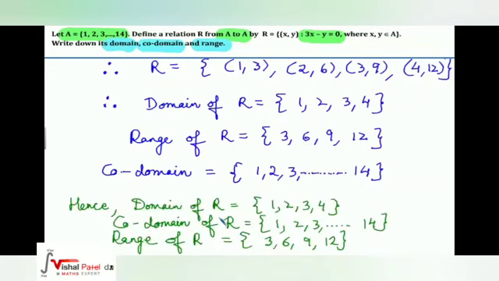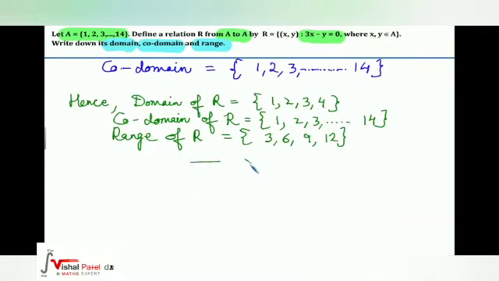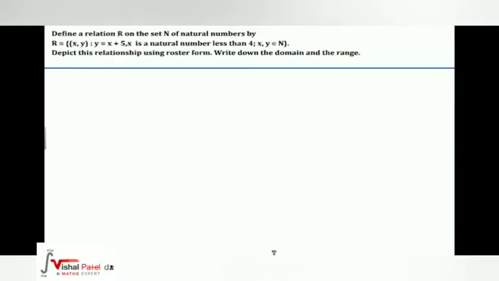Okay, so this is your domain 1, 2, 3, 4, your codomain 1 to 14, and your range is 3, 6, 9 and 12. That is your answer. So this is your first question. सारे क्वेश्चन में आपको 1 by 1 यही करना है. Find domain, codomain and range, and first and most important, find a relation.